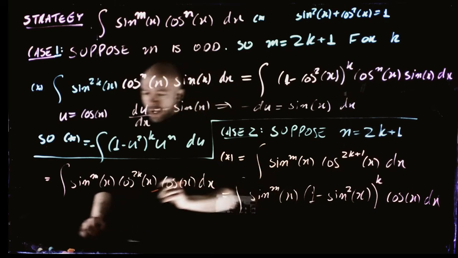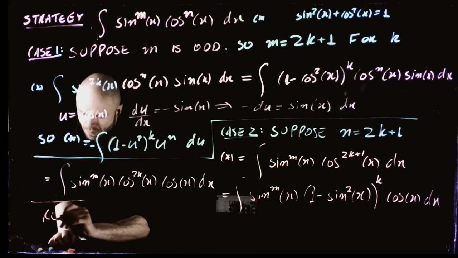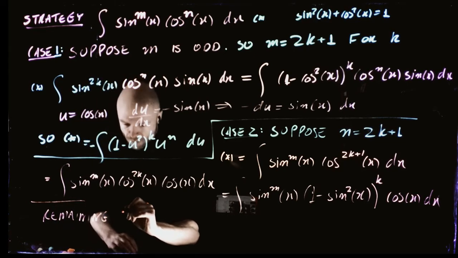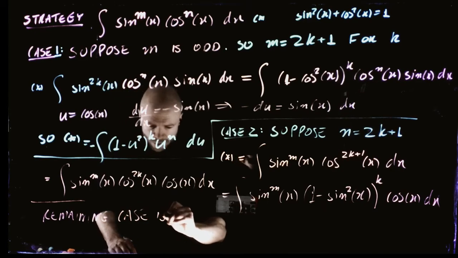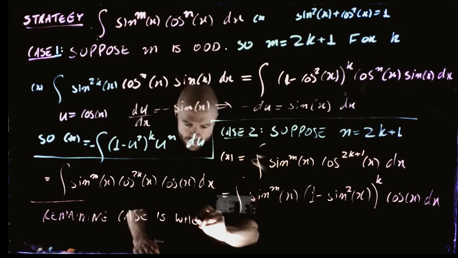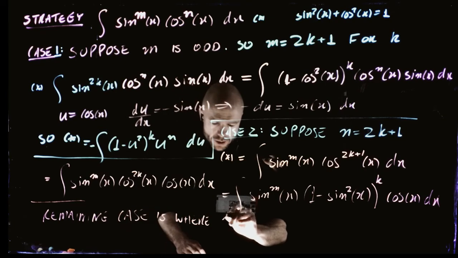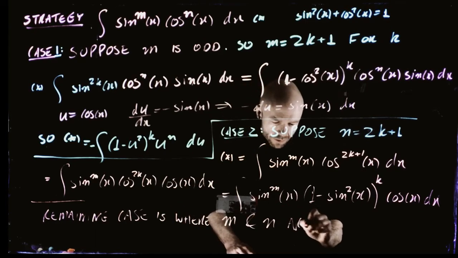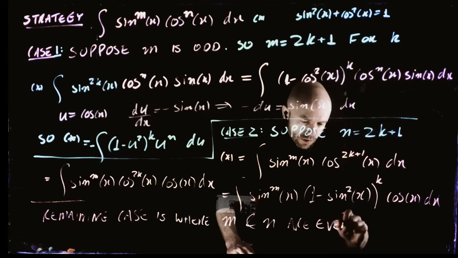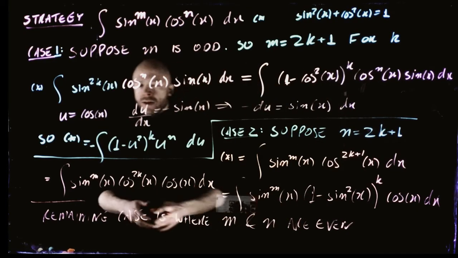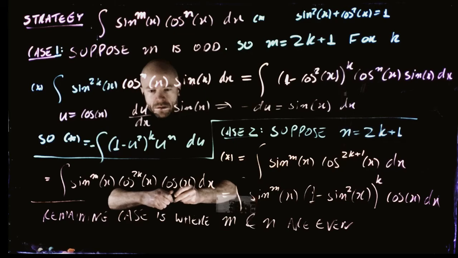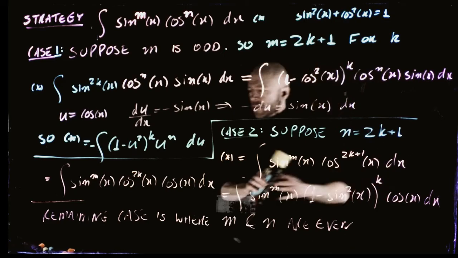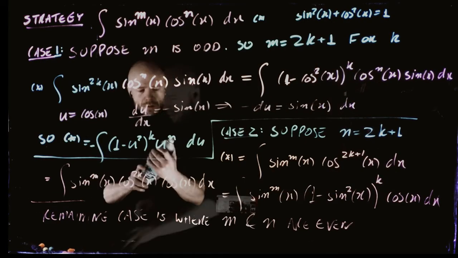Yeah? So the only remaining case is where m and n are even. Okay? So when m and n are even, that's our last case. Yeah? All right, I'm going to erase the board. You guys think about how we're going to deal with that case. We have m and n are even.